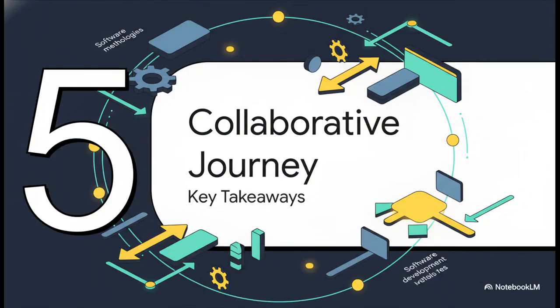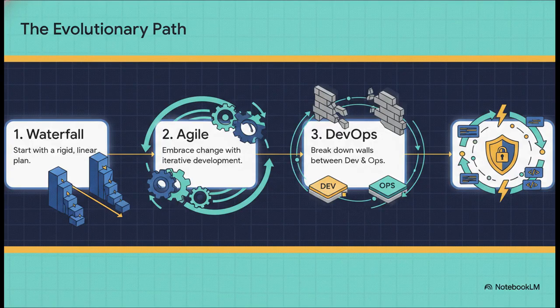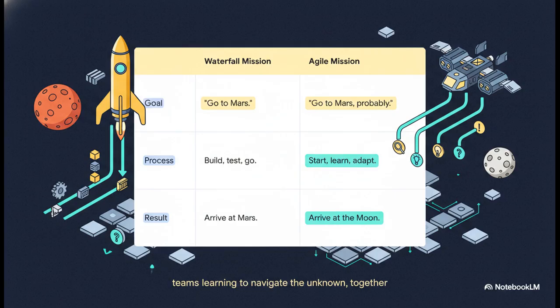So, let's take a breath and just recap this incredible journey of collaboration and evolution. We started with Waterfall's super rigid blueprint. We learned to embrace change with Agile. We broke down those frustrating walls between teams with DevOps. And finally, we baked security in from the very beginning with DevSecOps. Each step was a lesson in becoming more collaborative and ultimately more adaptive. And this final slide, for me, just perfectly captures the entire philosophical shift.